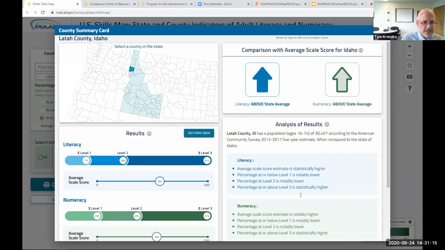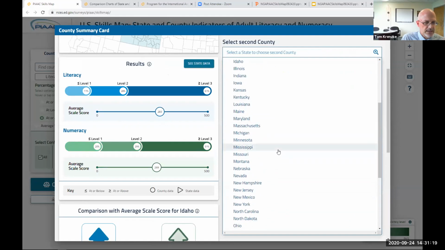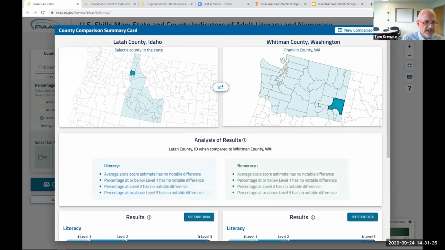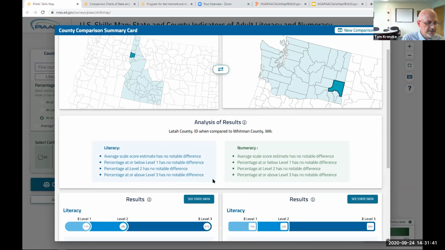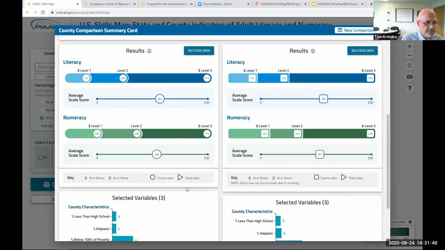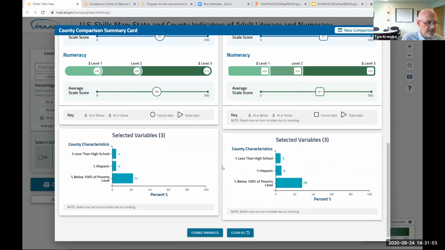So clicking on comparing to another county, I can select Whitman County, Washington. And by the way, if I accidentally clicked on a different county, you can actually choose different counties here on the map. But here's the Whitman County here, and I see that there's no significant difference in at or above level 3 in numeracy. And suppose I want to look at some of these variables. I just pick these 3 again. And they're basically very similar in population distributions. And so essentially by grouping these two counties together, it expands the population base to another county with similar characteristics to be able to treat their needs.